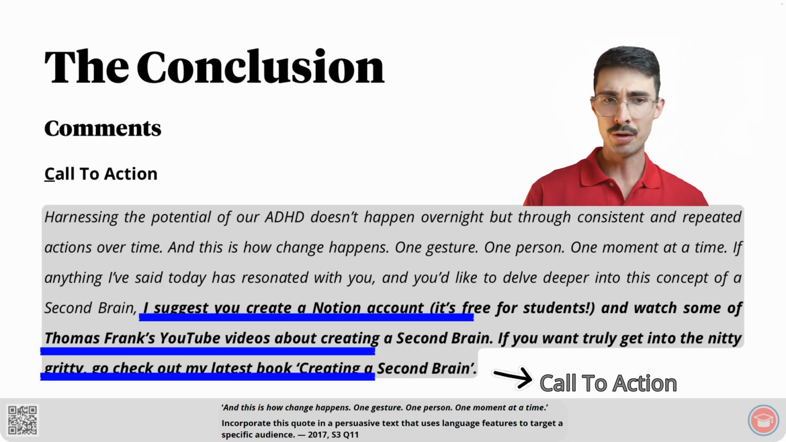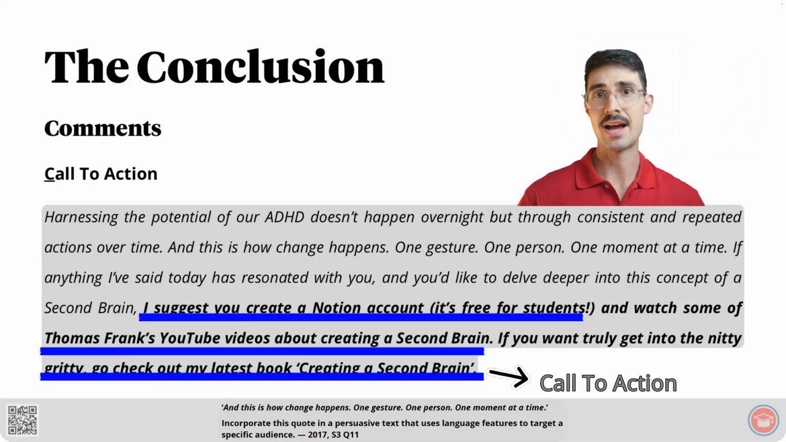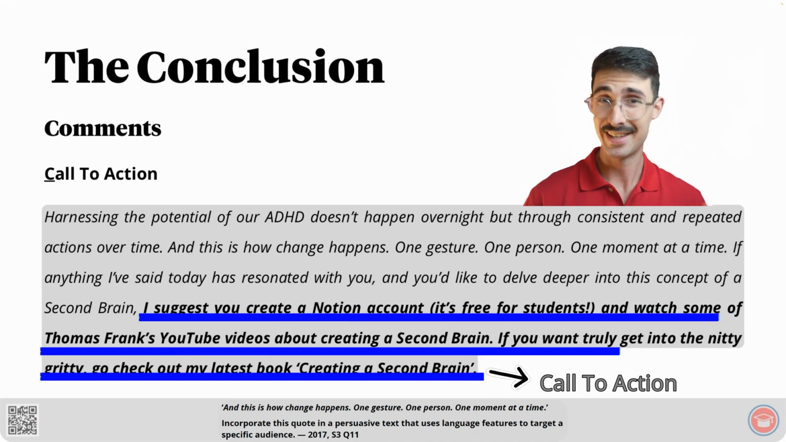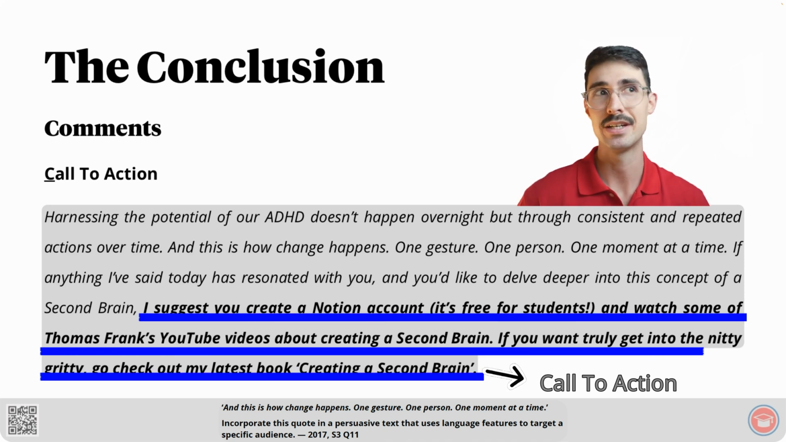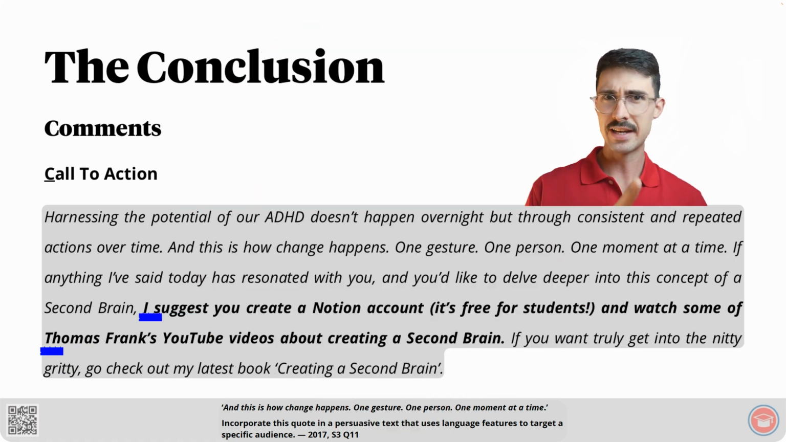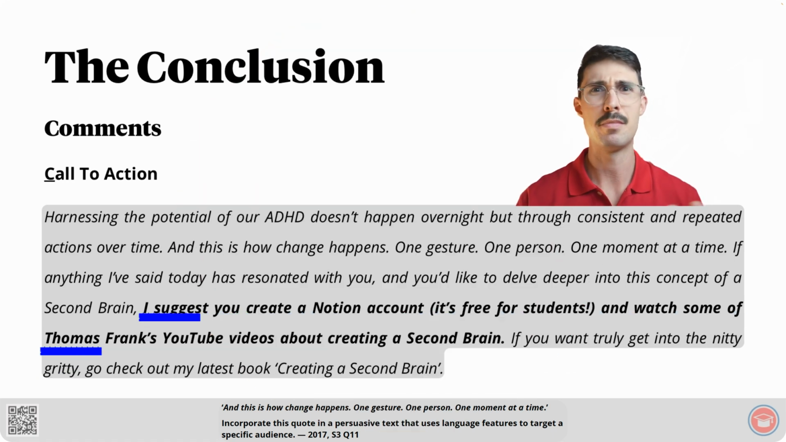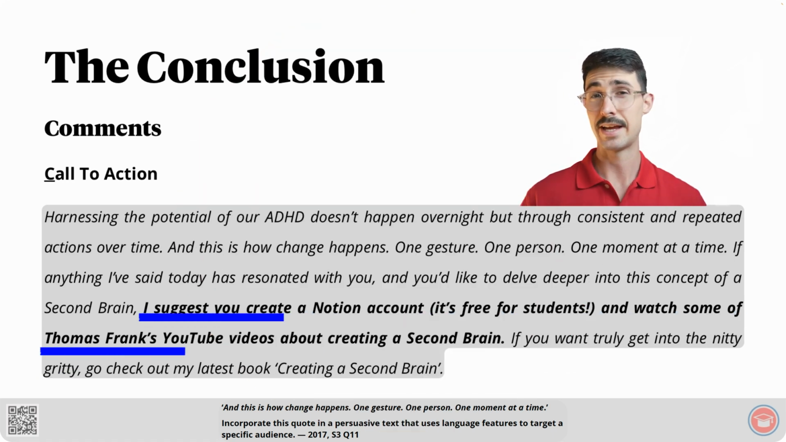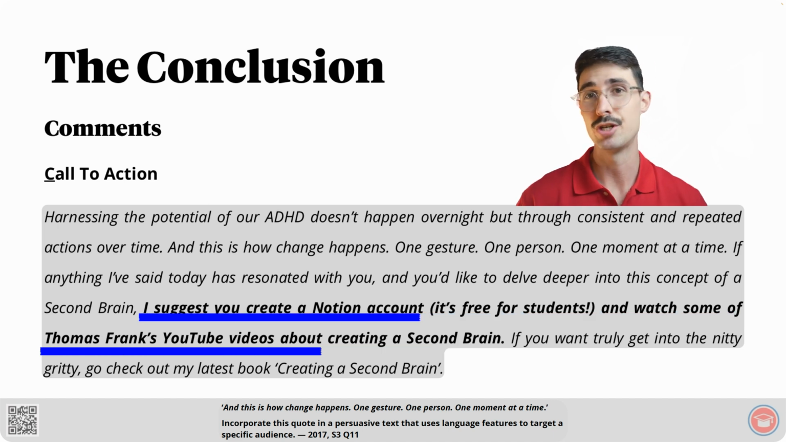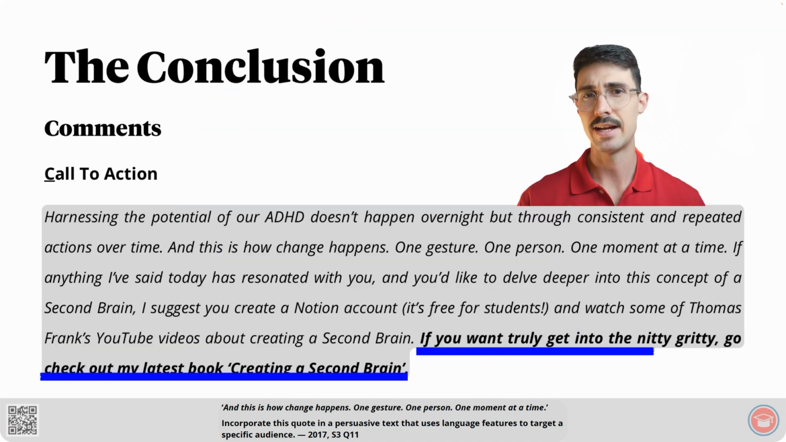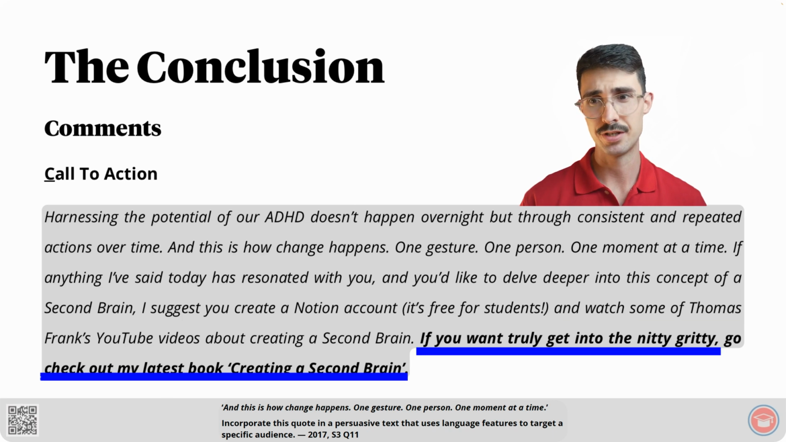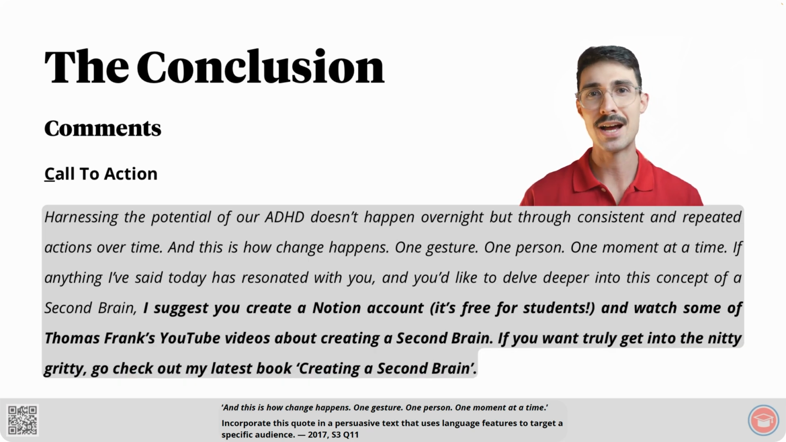The emboldened part of the CTA is my actual CTA, and for this CTA, I have given the audience 2 options. The first is targeted at an audience that is mildly interested in what I've said. They can create a Notion account and watch some YouTube videos. The second is targeted at audience members who are very interested in what I said. If anyone was very interested, they could go and check out my latest book. Both options are still actionable and specific.